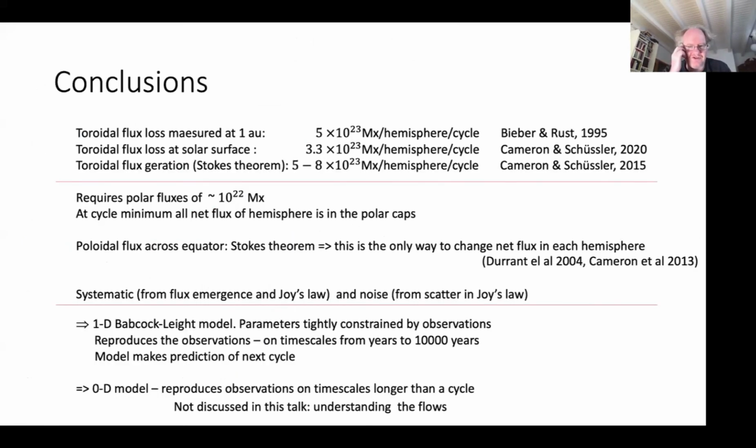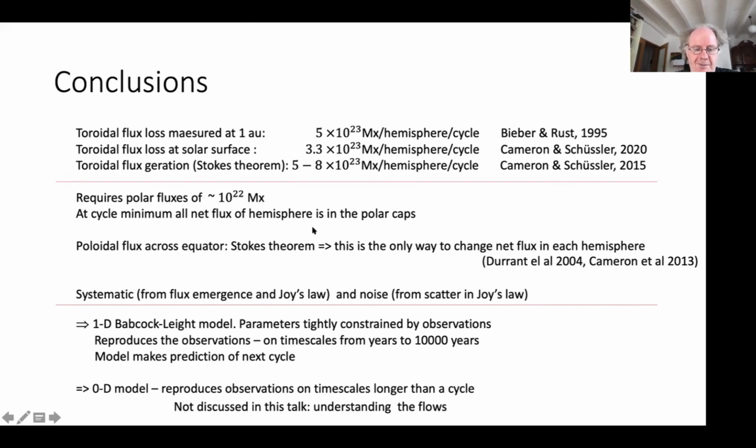So here are my conclusions. Toroidal flux loss measured at 1 AU, 5 times 10 to 23. Toroidal flux at the solar surface, 3.3 times 10 to 23. Toroidal flux generation, Stokes film, 5 to 8 times 10 to 23. These two top numbers, if they're out by a factor of 50%, it's not hideously surprising. There were estimates. To do all this, you require polar fluxes of about 10 to 22 Maxwells.